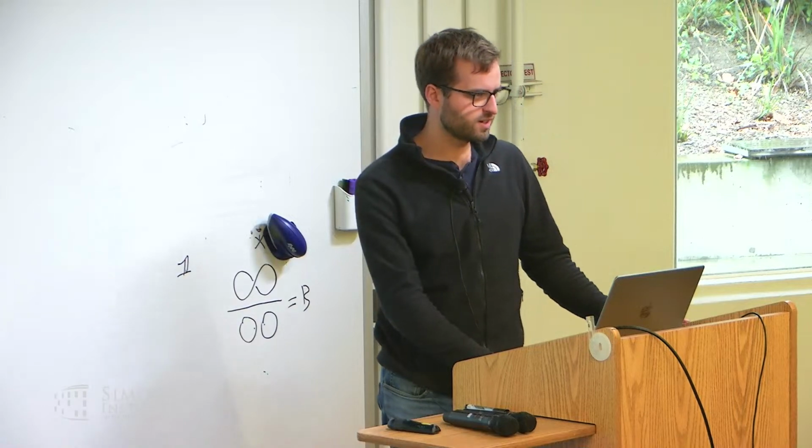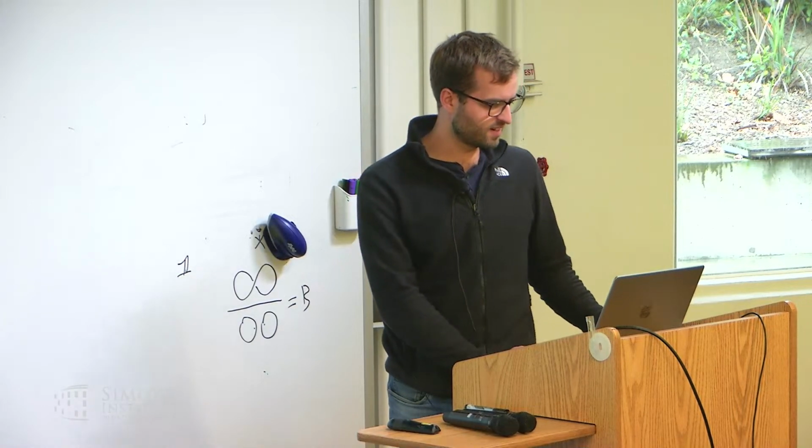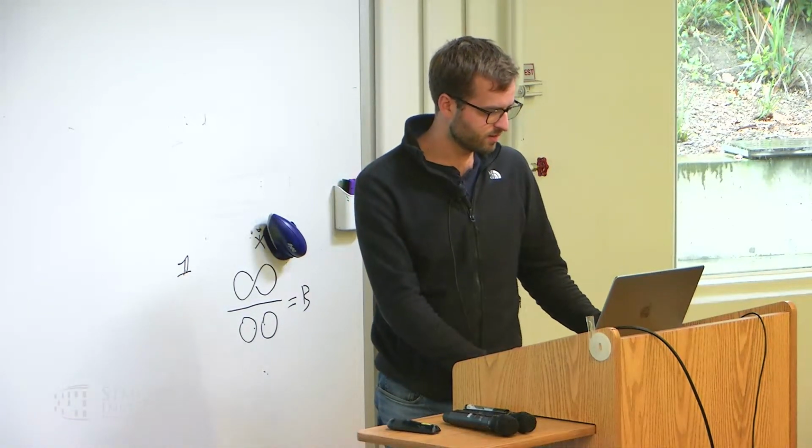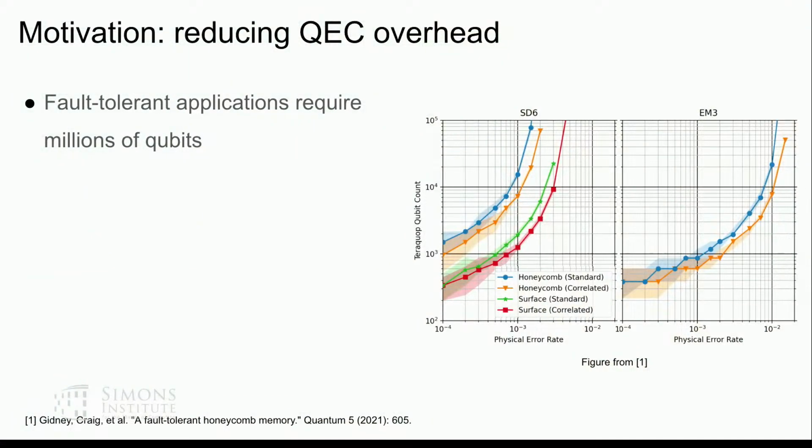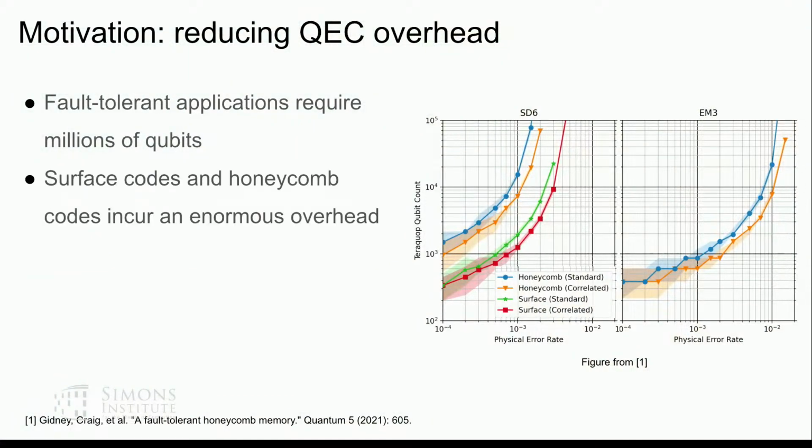So the motivation here for this work is to reduce the overhead of quantum error correction. As we know, fault-tolerant applications require many millions of qubits, and surface codes and honeycomb codes incur an enormous overhead. And so the Floquet codes we've heard about today have a very high overhead, as shown by this plot from a work from a couple of years ago by Higgott et al.